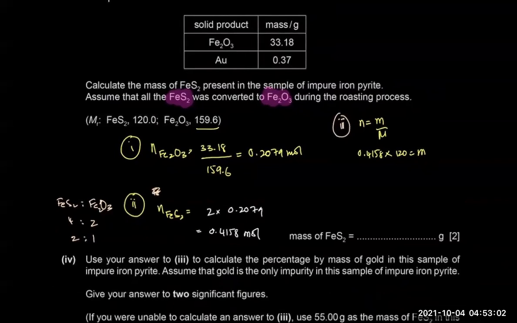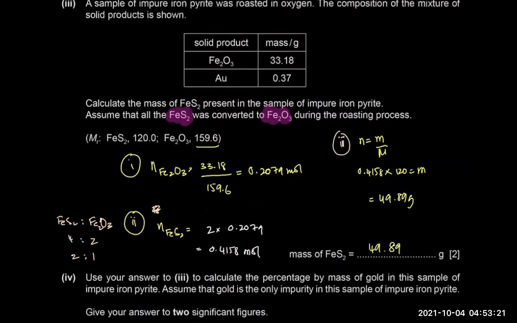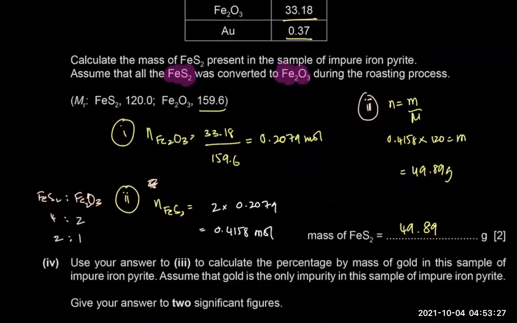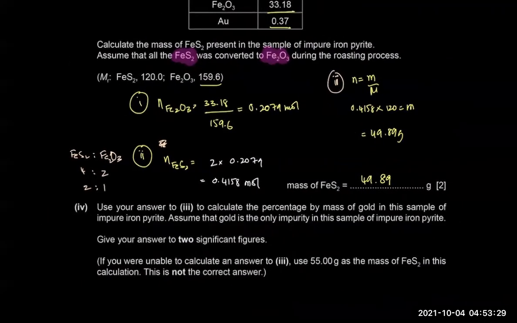So the mass comes out to 49.9 grams. Yeah, 49.89 grams. So that's 3 significant figures. Although I would report it to 2 decimal places here. Why am I reporting it to 2 decimal places? Look at the information given in the question. Mass is given just to that precision, see? So it's better to report it like that.